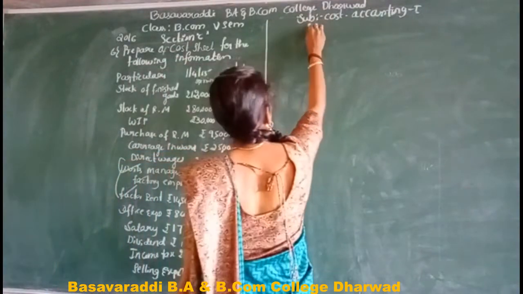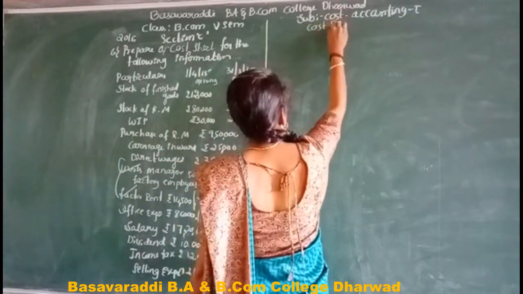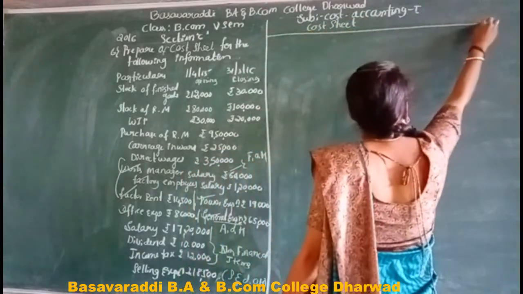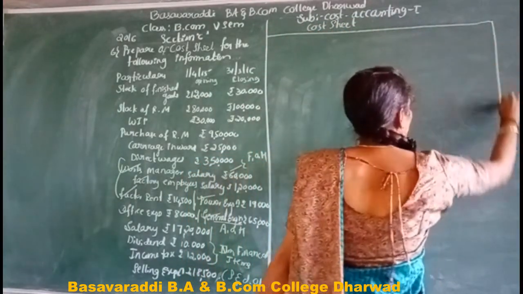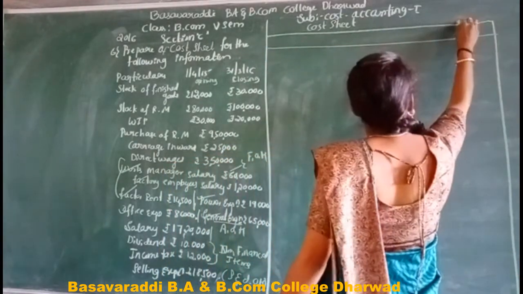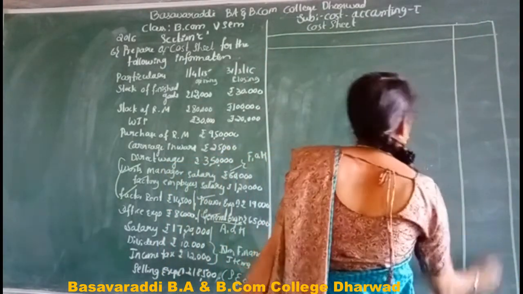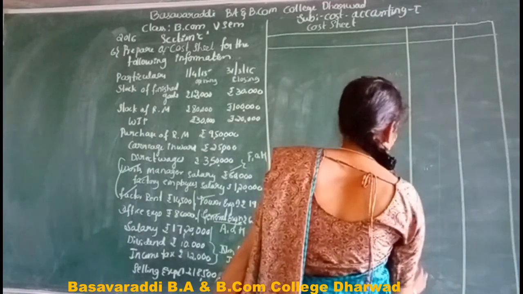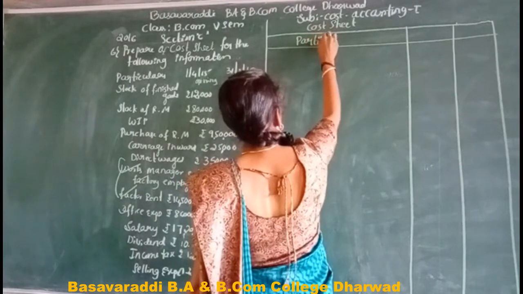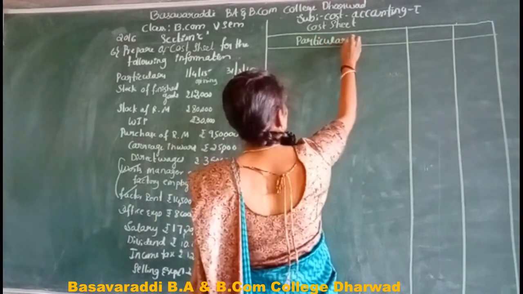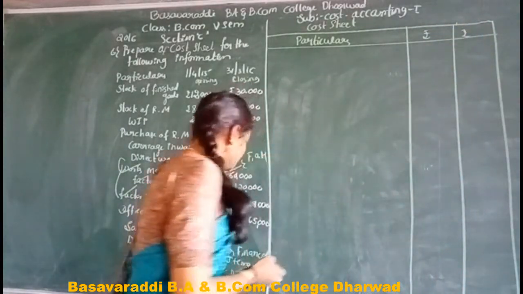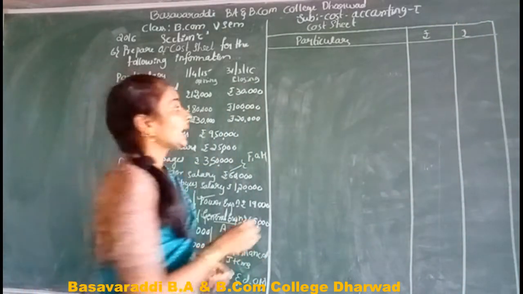Cost sheet. Three columns: particulars, inner column and outer column, rupees. First one is direct material.